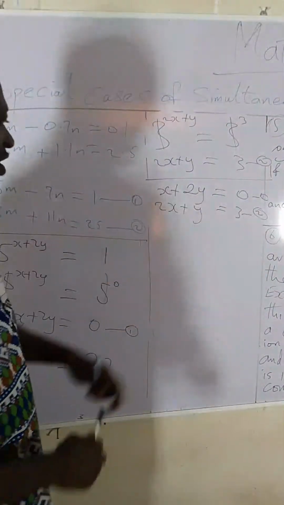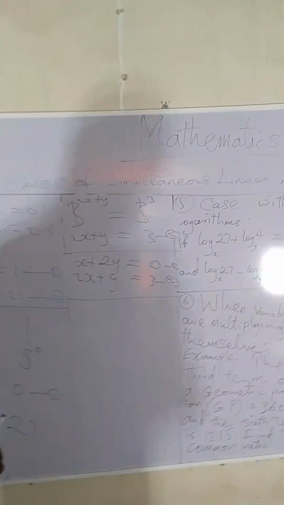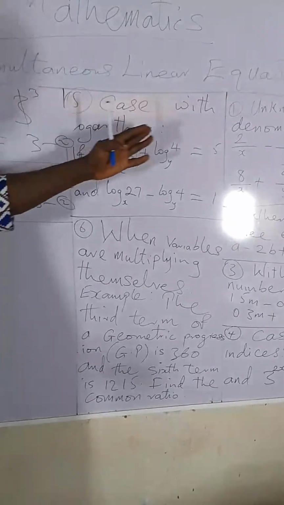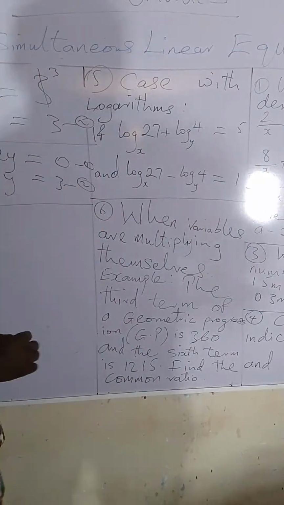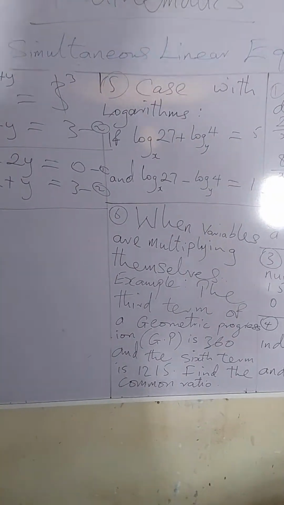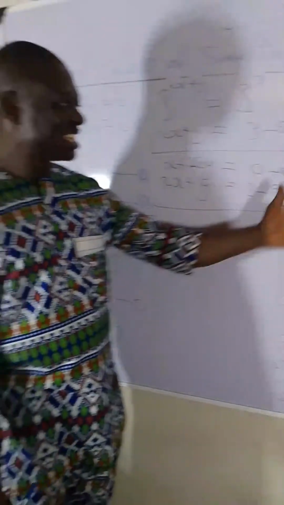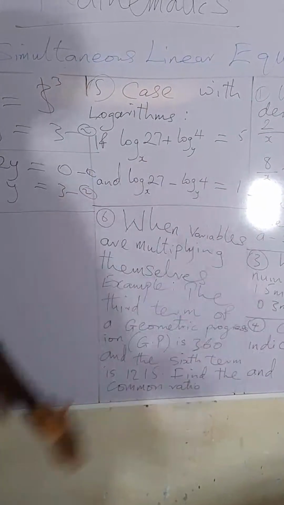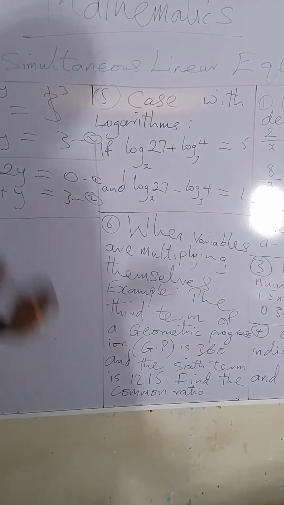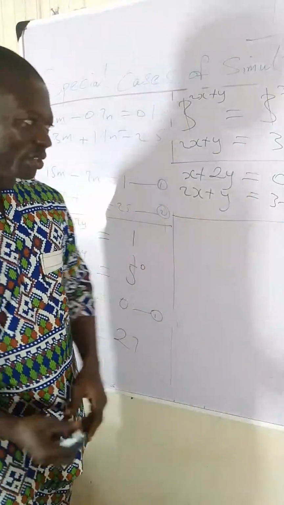So we believe you can solve this. Quickly we go to the next challenge, and that challenge is a case with logarithm. Yes, just like indices, logarithm can also exist as a simultaneous equation. You can see that in this question, we are expected to find the values of x and y. So we take them one after the other and make it appear in this form again, so as to allow you to continue.